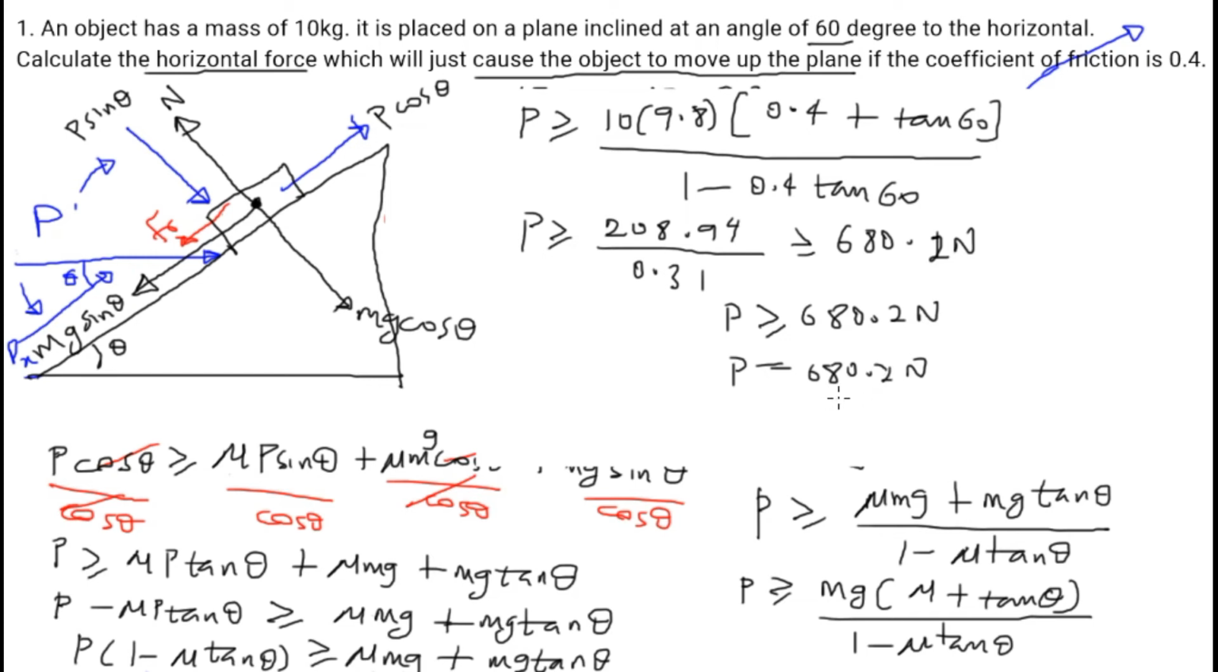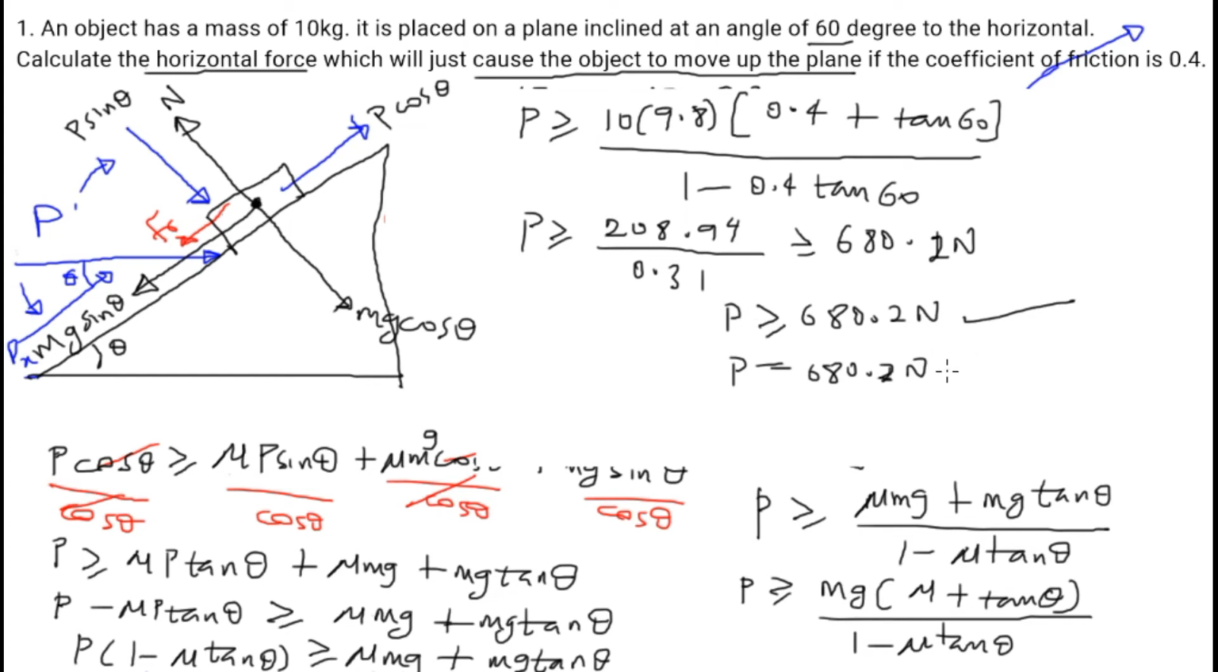680.2 Newton is the minimum force which is able to push the object up the inclined plane. Any force below 680.2 Newton will not be able to push the object up the inclined plane, but forces from 680.2 Newton upward will be able to push the object up the inclined plane. This is a more precise answer.